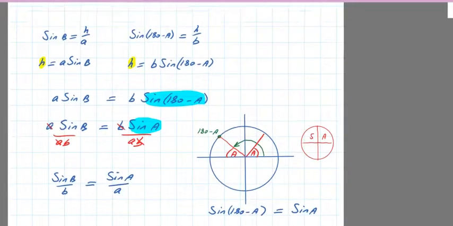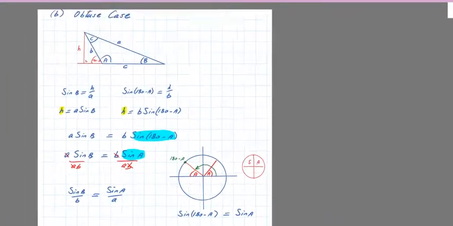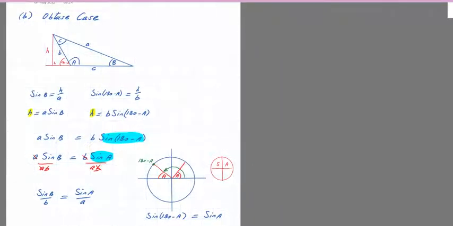And that's the proof done for the acute case and the obtuse case separately. And that's the whole proof done when you've those two done. So that's the end of the sine rule.